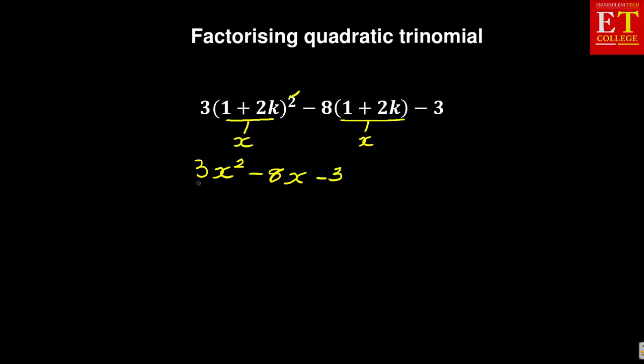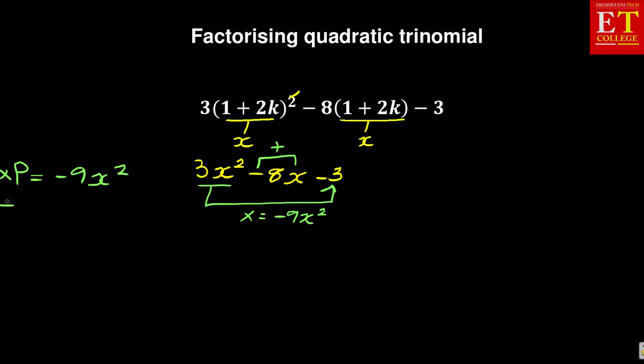So now if we're going to use the product-sum method in this case, the product means you take that and multiply with that. So here you're multiplying 3 times minus 3, which is your product, equal to minus 9x squared, and your sum is the number at the center. So now my product here is negative 9x squared. The signs are very important. My sum is minus 8x.